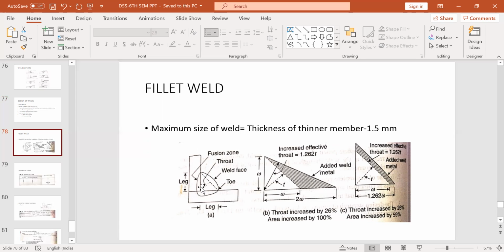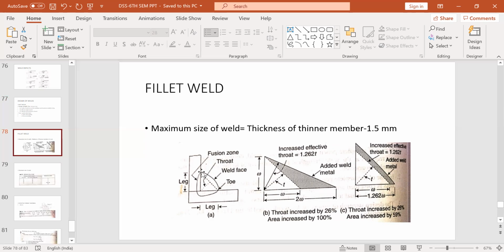So this will form a right angle triangle. Clearly, this angle of fusion is 90 degrees. So this is one leg, this is one leg. So this is one right angle triangle. Now this length from the intersection of these two legs to the point on the hypotenuse, this perpendicular length, is called the throat. And this length from here to here is called the size of the weld. So if we know the size, we can find the throat.